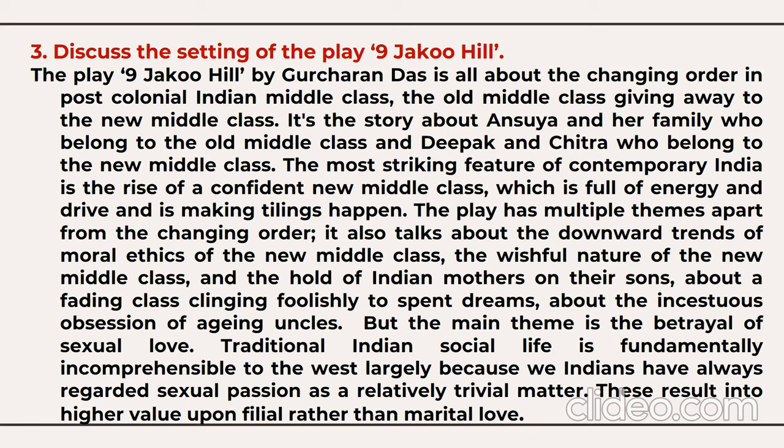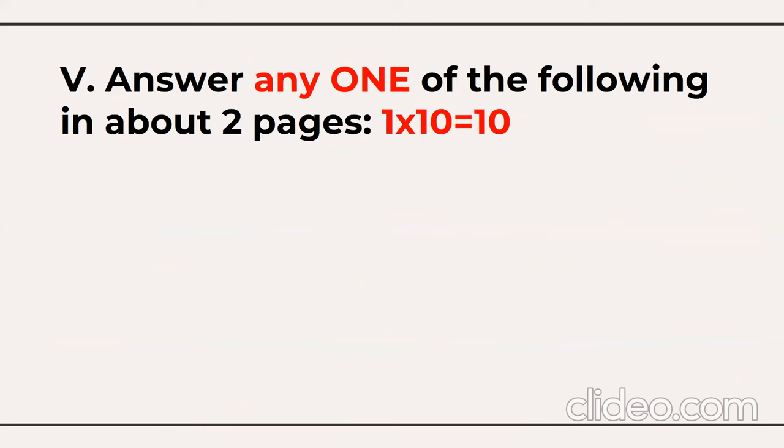The play has multiple themes apart from the changing order. It also talks about the downward trend of moral ethics of the new middle class, the wishful nature of the new middle class, the hold of Indian mothers on their sons, and also a fading class clinging foolishly to spent dreams, along with the incestuous obsession of aging uncles. But the main theme is the betrayal of sexual love. Traditional Indian social life is fundamentally incomprehensible to the West, largely because we Indians have always regarded sexual passion as a relatively trivial matter. This results in a higher value upon filial rather than marital love. Now we are going to answer the 10 marks questions from the play 9 Jericho Hills.